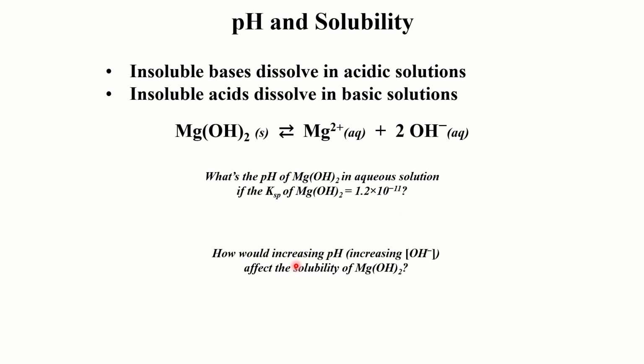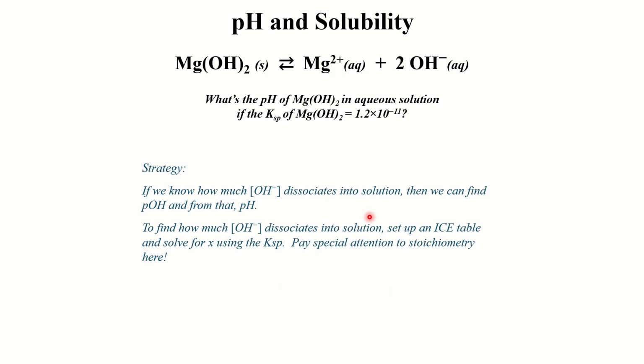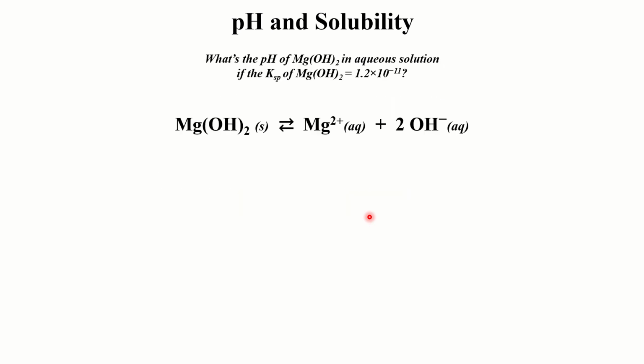You may also be asked a question like, how would increasing the pH, basically increasing the hydroxide ion concentration, affect the solubility of Mg(OH)2? Let's take a look at this first problem. What's the pH of Mg(OH)2 in an aqueous solution if the Ksp is 1.2 times 10 to the negative 11th? This is essentially another ICE table problem, just like we've been looking at before.